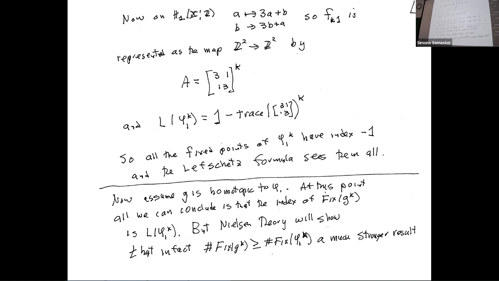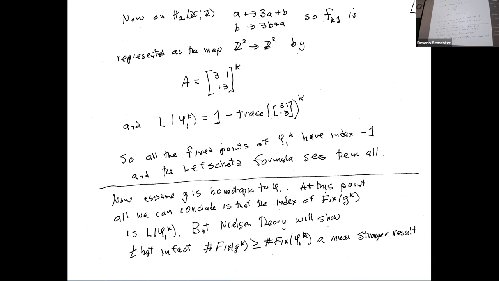All right, now all the fixed points have index minus 1. So here's a case where the Lefschetz theorem sees everything. This is wonderful. For all iterates, at least, the Lefschetz theorem sees all the proper indices at all levels of scale. All right, now I keep coming back to this point because it's kind of the punchline of Nielsen theory: at this point, if you're homotopic to the map, you only have an index argument. You only have an index of the kth iterate. You don't have the number of fixed points. But in fact, Nielsen theory will give us that.